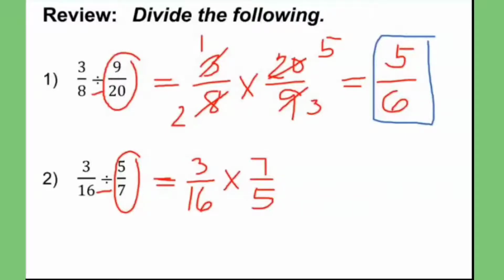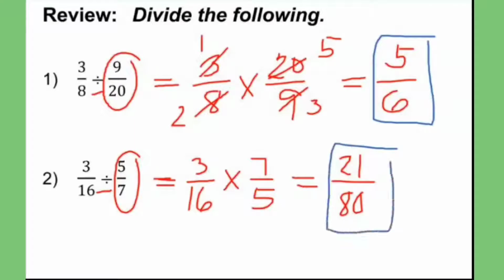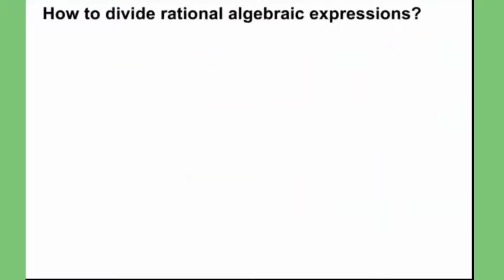Looking at the numerators and the denominators, wala tayong common factors. We now directly multiply numerator to numerator and denominator to denominator. 3 times 7 is 21 and 5 times 16 is equal to 80. And there you have it. That is our quotient. Now, paano naman kung rational algebraic expression yung given natin?